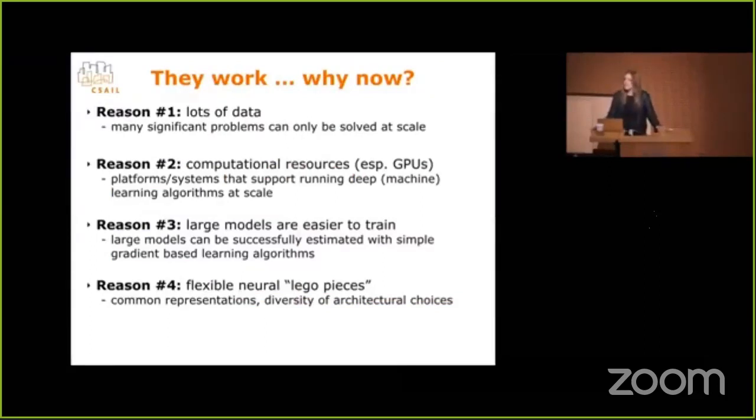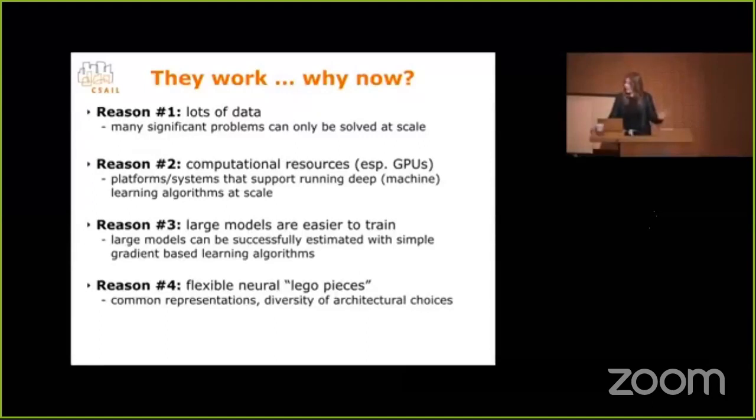And there are 4 reasons. Some of them have to do with environment, and some of them have to do with our algorithmic understanding. So first of all, in order to train neural models, you need to have a lot of data. What it actually tells some of you, for instance, when we're talking about clinical trials, is that we may not have enough data to run neural models.